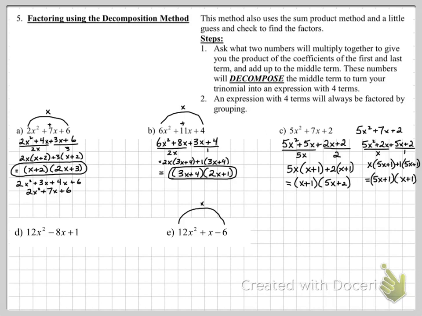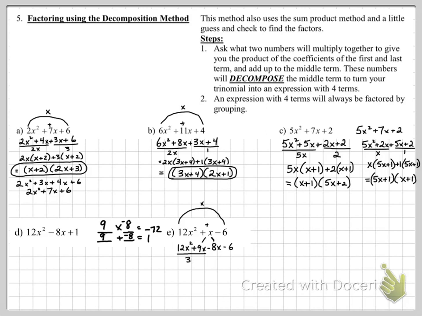12x squared plus x minus 6. Now, we need two numbers that are going to multiply together to give me negative 72 and add up to positive 1. Well, remember, one's got to be positive, one's got to be negative, and they're going to be one number apart, and the positive's going to be one bigger than the negative. Enough clues for you? It should be 9 times negative 8. So now I'll decompose this into 9x minus 8x. So this will be 12x squared plus 9x minus 8x minus 6.